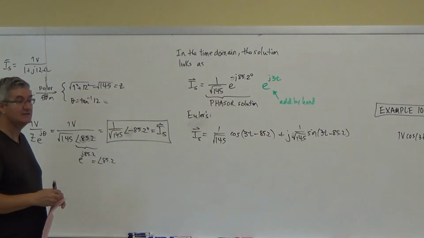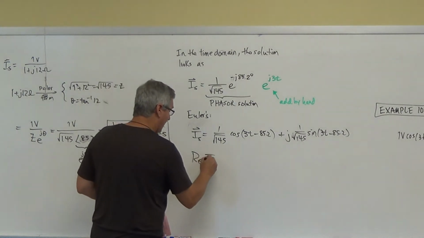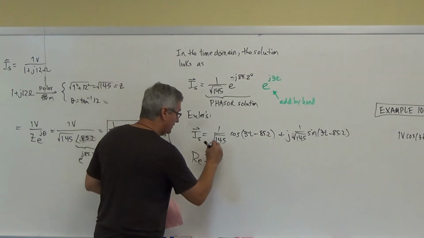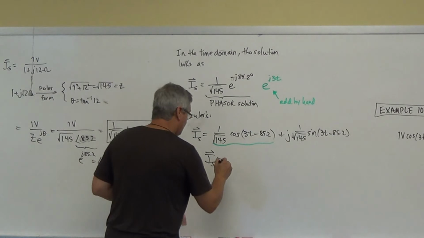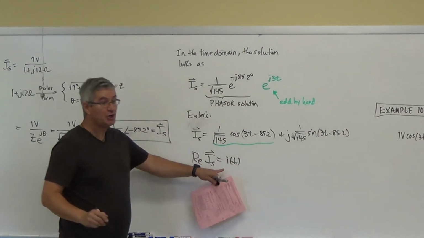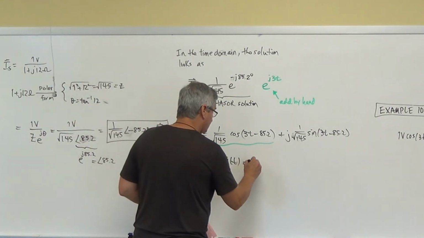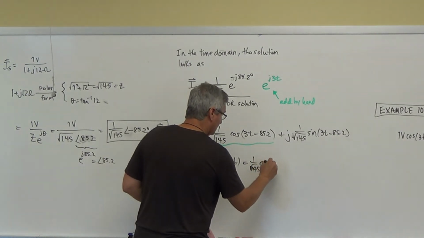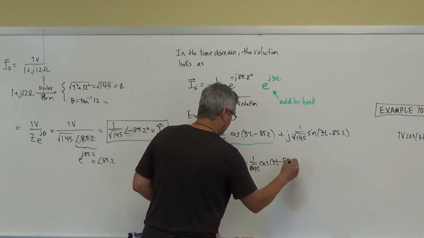So to get the time domain, I then take the real part of I_S, and the real part says that I focus on what? This piece right here. So what do I get? The real part, which will then be the current. If I was to solve the differential equation, I would then get 1 over square root of 145 times cosine of 3t minus 85.2 degrees.